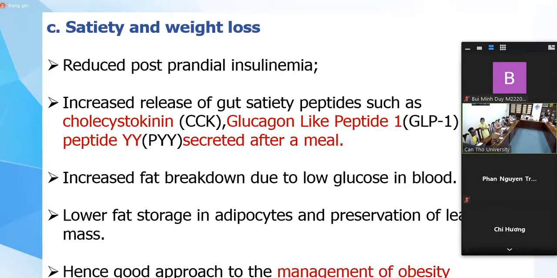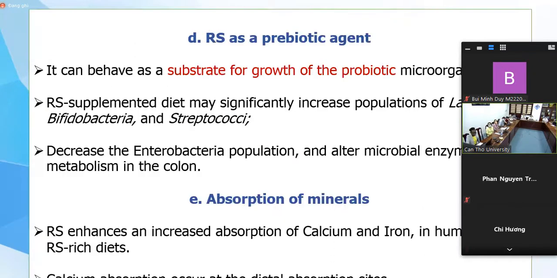This is due to the increased release of gut satiety peptides such as cholecystokinin, glucagon-like peptide, and peptide YY, which are secreted after a meal. Then also it increases fat breakdown due to low glucose in blood. Then low fat storage in adipocytes. Therefore you can manage obesity in this case.